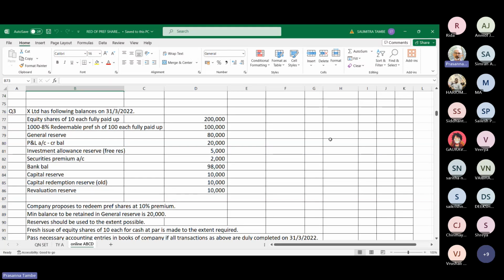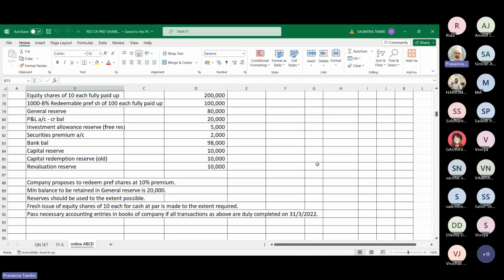X Limited has given the balances as of 31st March 2022. There is an equity share capital of 2 lakh rupees, 10 rupee shares fully paid up. We have 1 lakh rupees of 8% redeemable preference share capital, which are 100 rupee shares, also fully paid up. 1000 shares are there. Then we have general reserve, credit balance in P&L account, an investment allowance reserve, which the question says is also a part of free reserves, and securities premium account. There is a bank balance, capital reserve, capital redemption reserve, which is the old one, maybe created in the past, and then revaluation reserve. So these are the reserves and other balances.